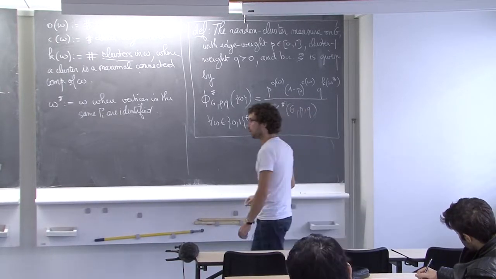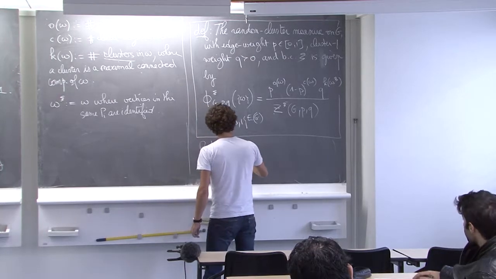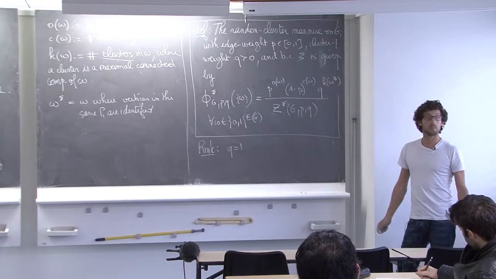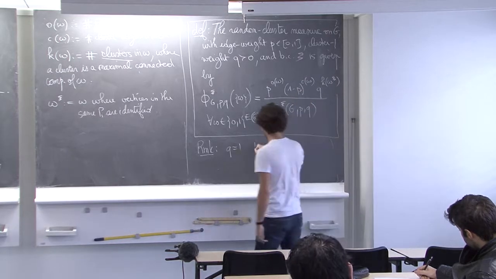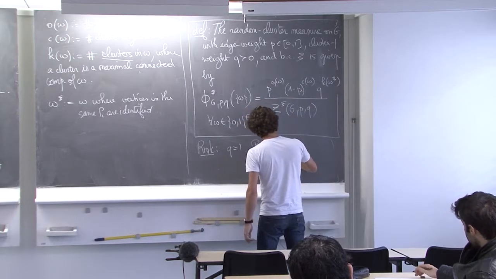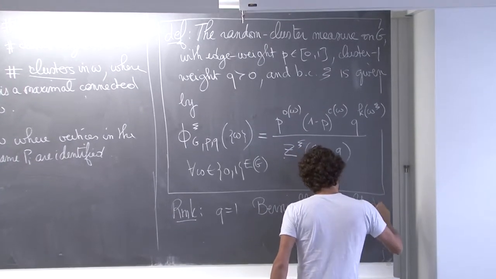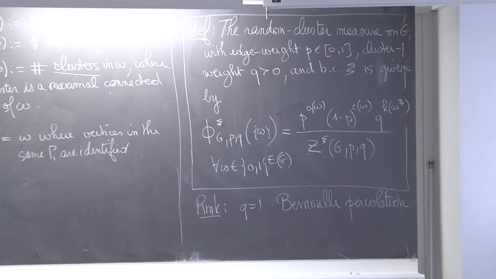So a few remarks there. Q equal 1, what do I get? I get Bernoulli percolation, right? This is 1, so then it's just Bernoulli percolation. So this is a model which is extending, generalizing Bernoulli percolation.